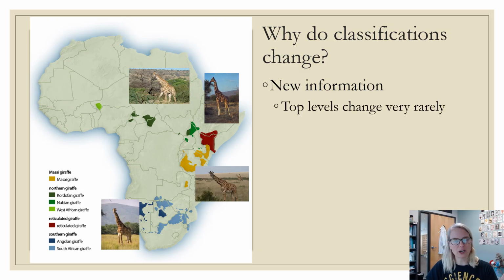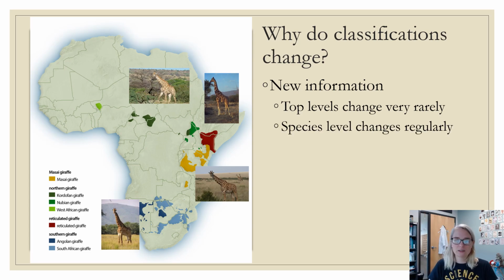Top levels rarely change. So something in a eukaryotic domain is not going to switch to a prokaryotic domain, or an animal kingdom is not going to switch to a plant kingdom. So those top levels, those are pretty set in stone. But as you get down into the phylum, class, order, family, genus, species, those things might shift as more information comes along, because we're now in those really small, narrow classification categories. And if we find something that doesn't quite fit, we've got to find a new place for it.